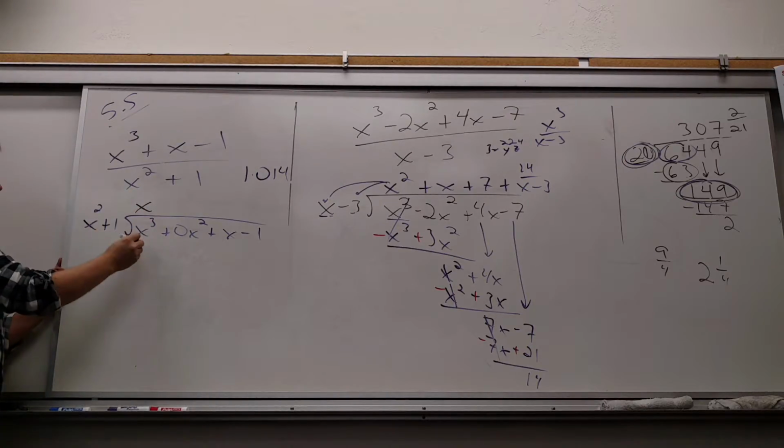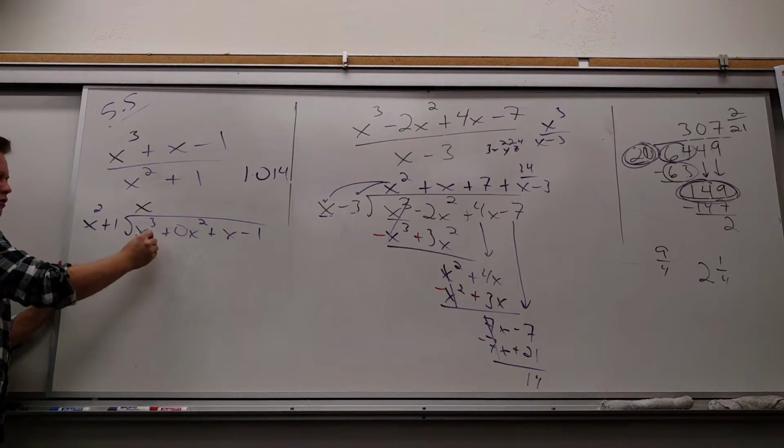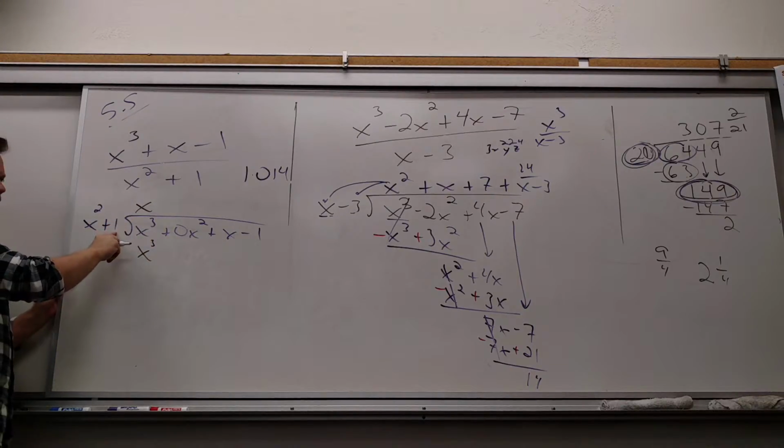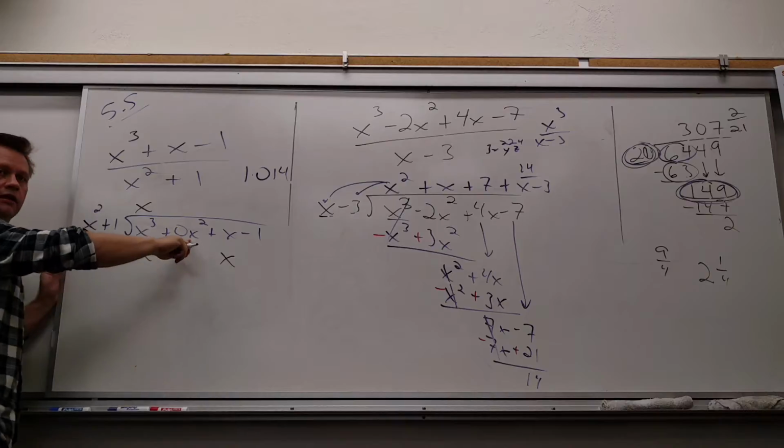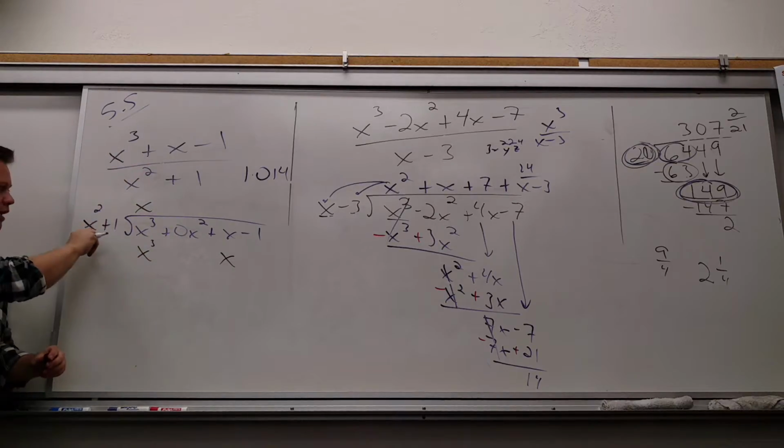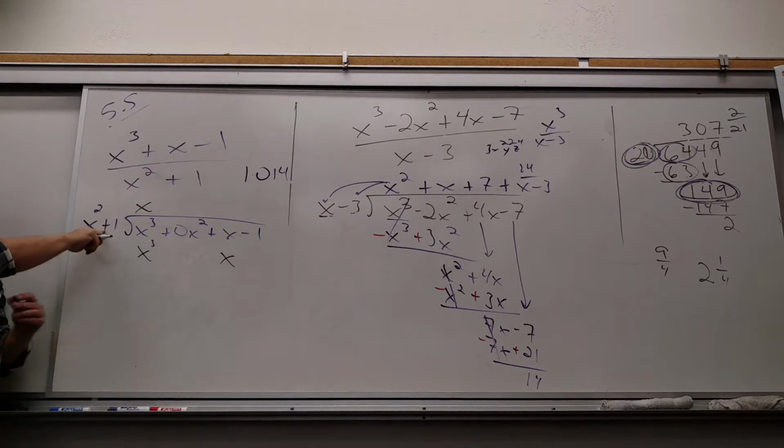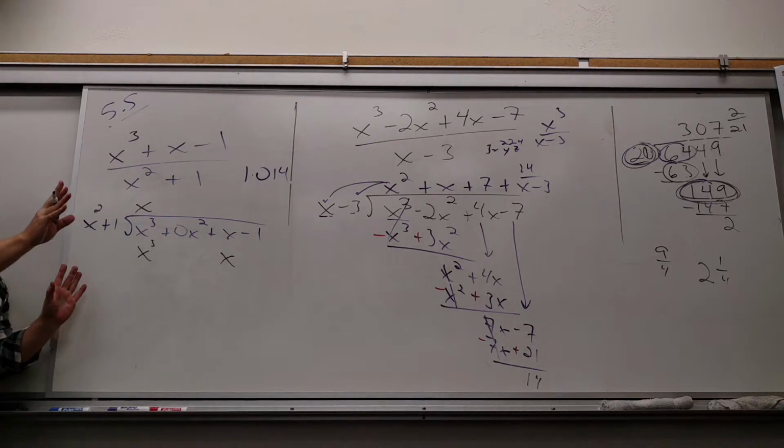X times x squared. X cubed. X times 1. X. Now, we didn't get any of these, but we put it there just in case. Because why didn't we? Because this is missing an x term, right? Do you guys see that? But you got to put it there always just in case.